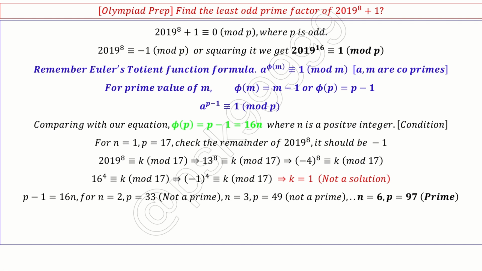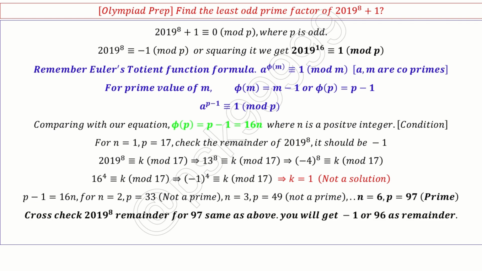Now let's take n equal to 2. If n is equal to 2, okay, p is 33. P is 16 into 2 is 32, 32 plus 1, 33. But 33 is not a prime. So ignore it. N equal to 3, 49, not a prime. So similarly, keep on going. N equal to 6, you get p equal to 97, which is a prime. Okay. So now try with this value.